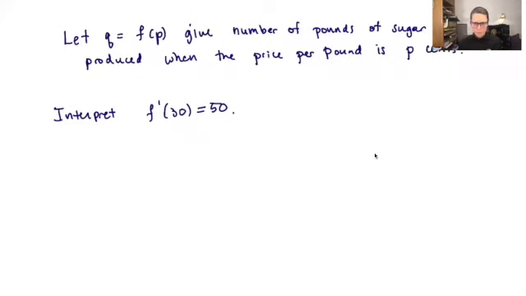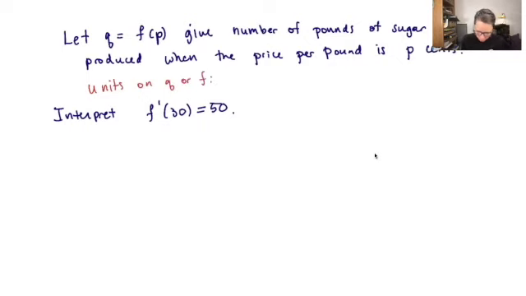Let's look at this example and play around with units and interpreting the derivative. So let's let Q be the function f of p, and let Q give the number of pounds of sugar produced when the price per pound is p cents. So what are the units on Q, or rather the units on f?